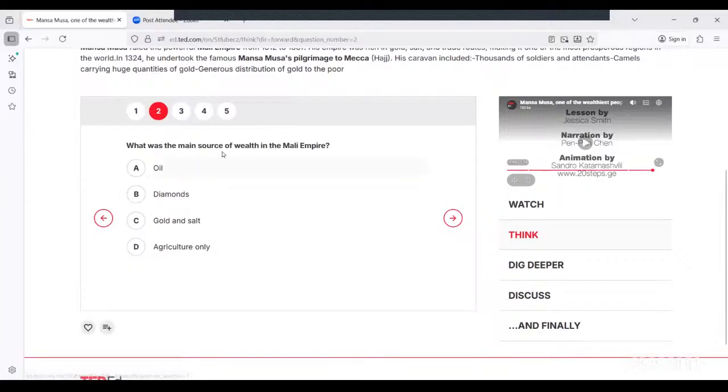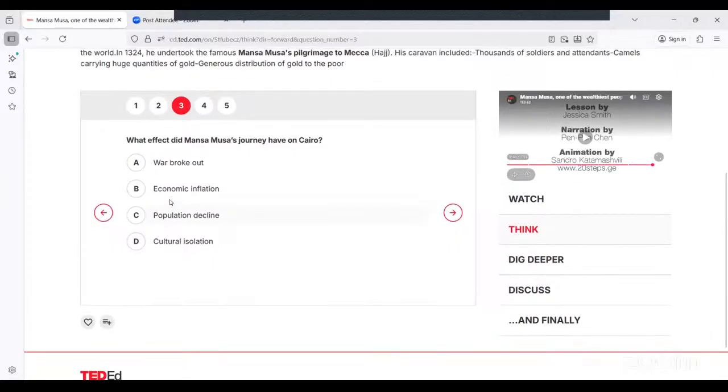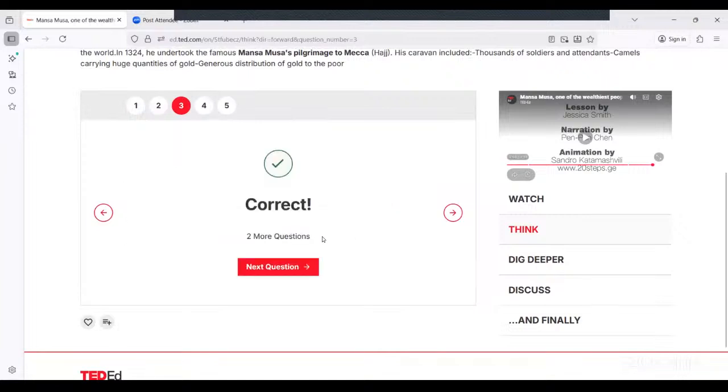For example, what was the main source of wealth in Mali Empire? What effect did Mansa Musa's journey have on Cairo? After watching the video, they have to answer these questions. For example, the answer is economic inflation. You can check my answer. It's correct because I've already selected this answer.